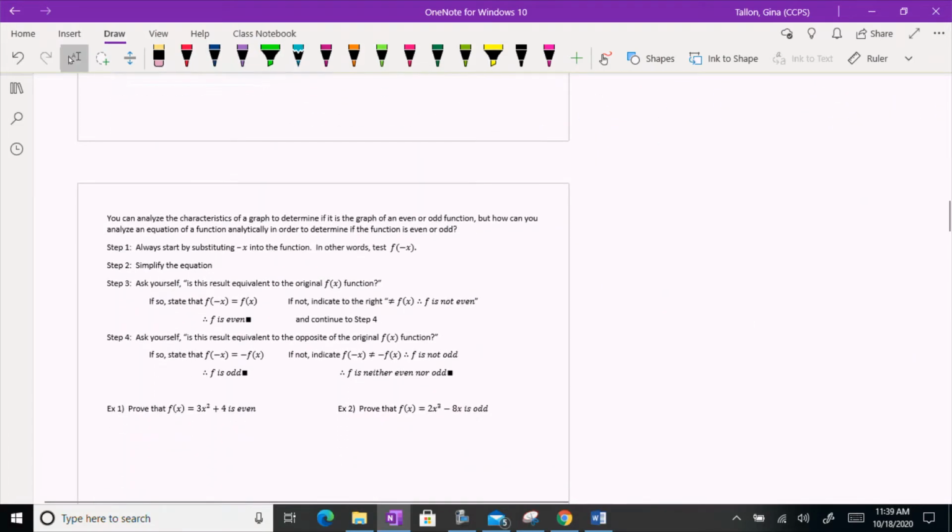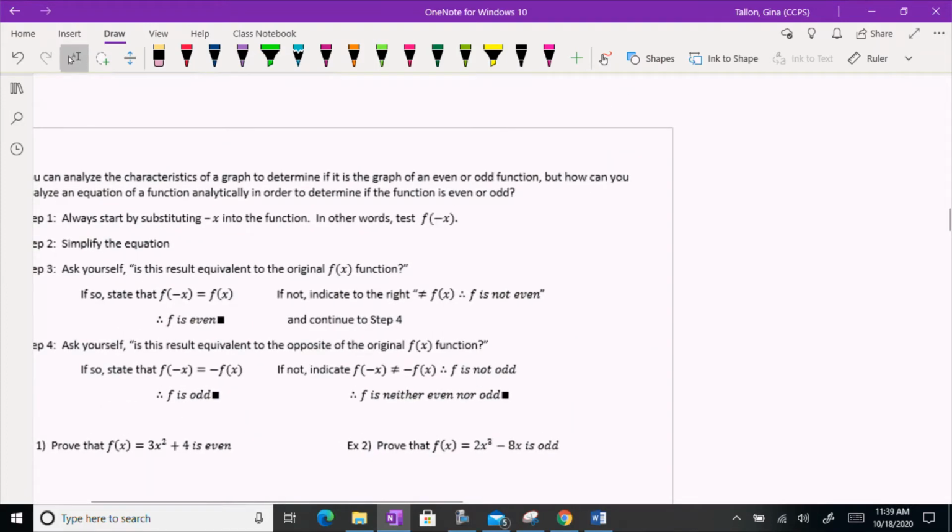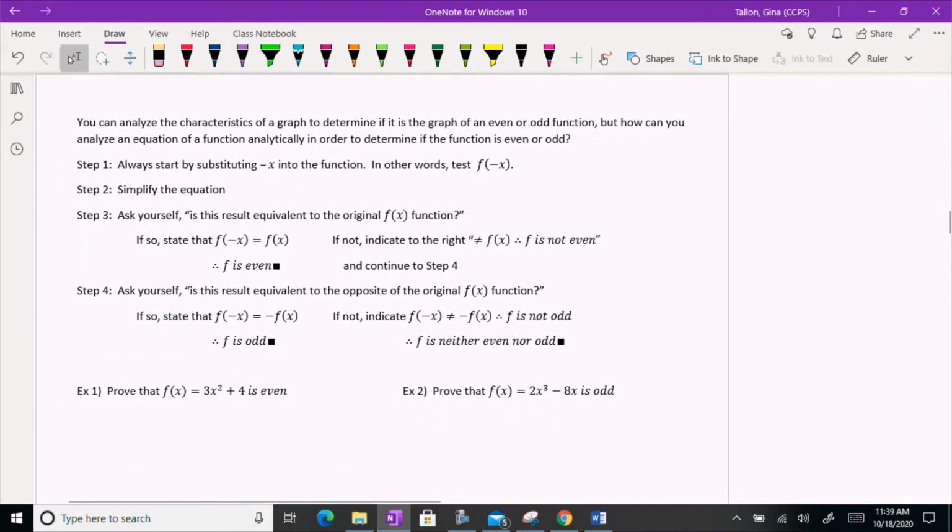Okay, so I'm giving you some step-by-step directions here, which is not like me, but I'm going to do this anyway. You can analyze the characteristics of a graph to determine if it is the graph of an even or an odd function. But how can you analyze an equation of a function analytically in order to determine if the function is even or odd without looking at the graph? Step 1: always start by substituting negative x into the function. In other words, test f of negative x.